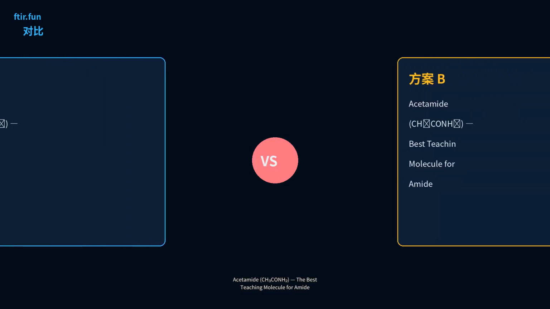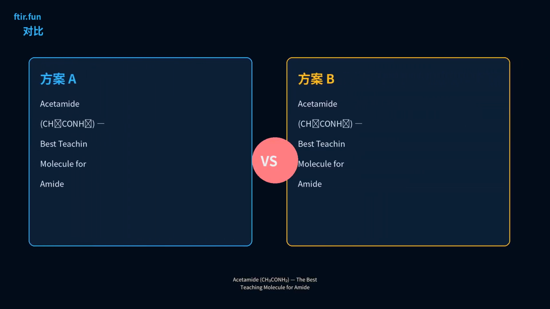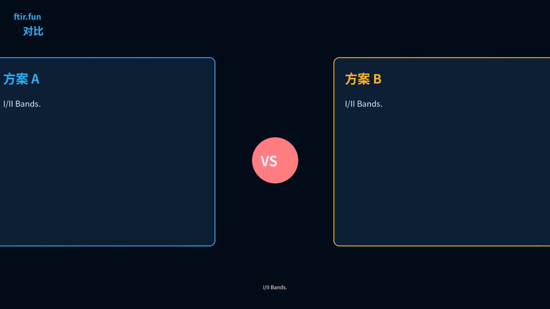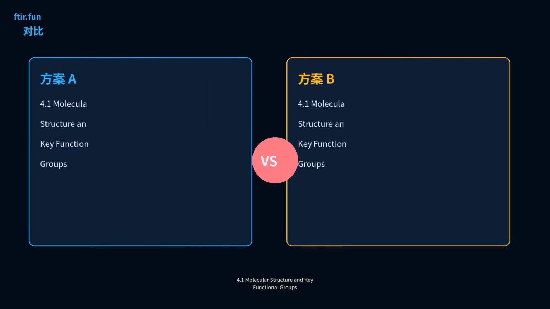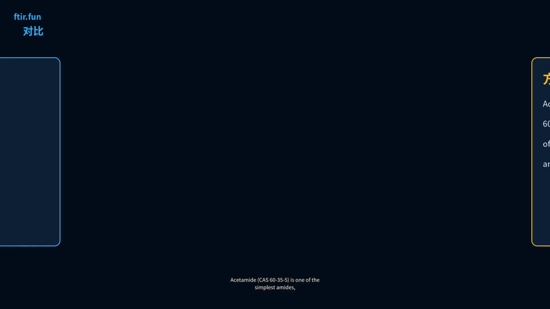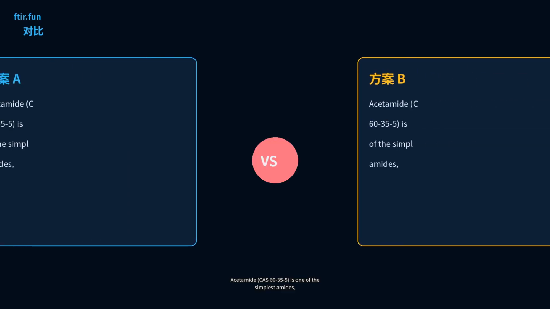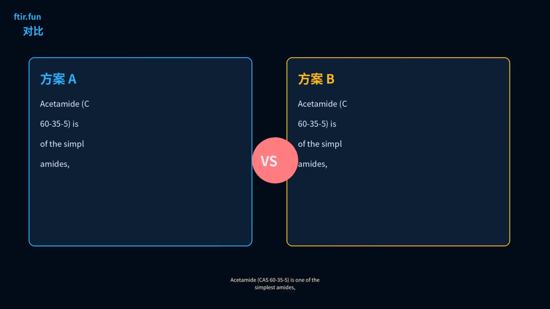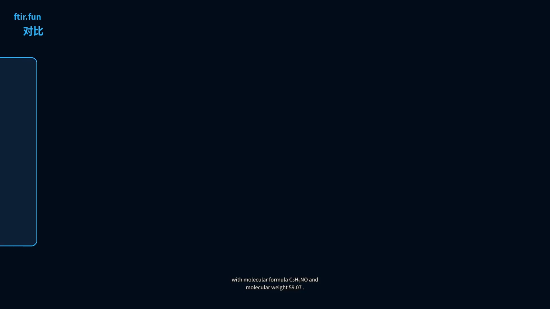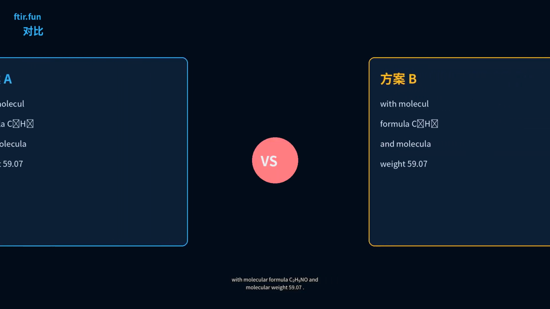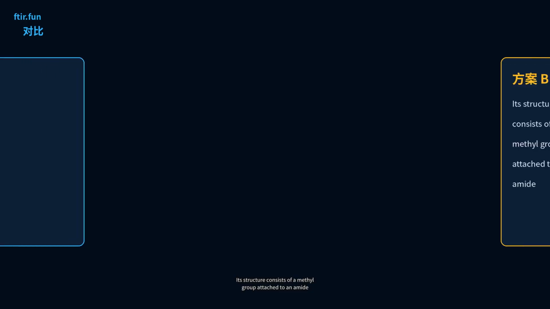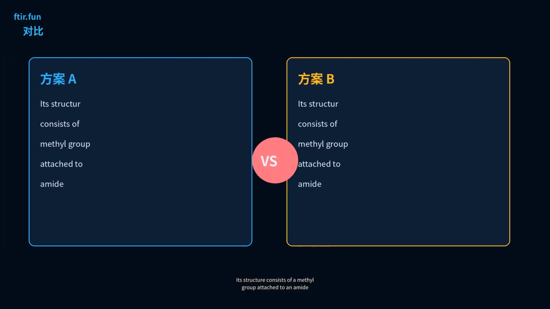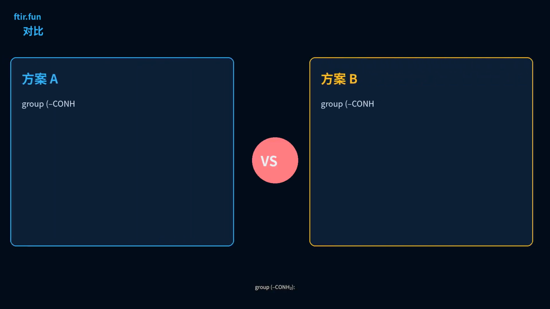Next, IV. Acetamide, CH3CONH2, the best teaching molecule for amides. 4.1 Molecular structure and key functional groups. Acetamide, CAS 60-35-5, is one of the simplest amides, with molecular formula C2H5NO and molecular weight 59.07. Its structure consists of a methyl group attached to an amide group, CONH2.